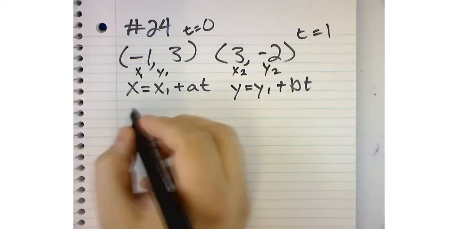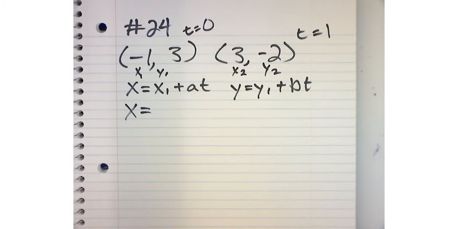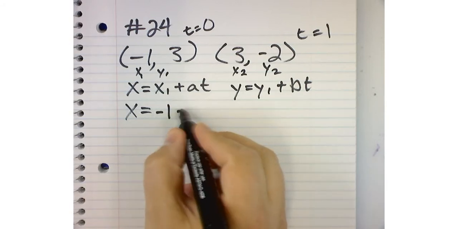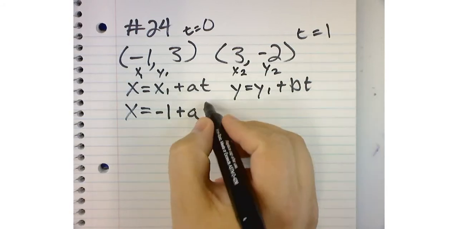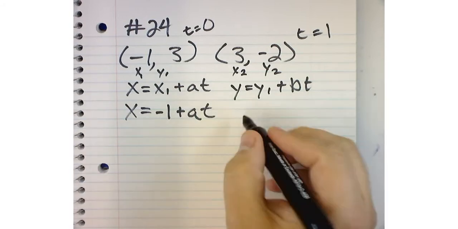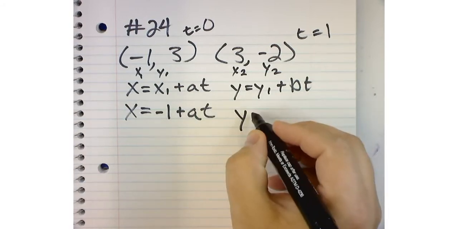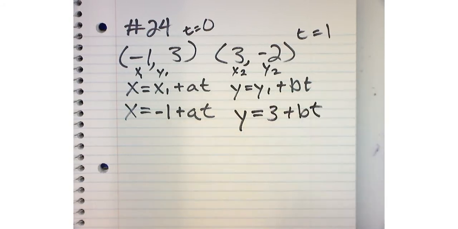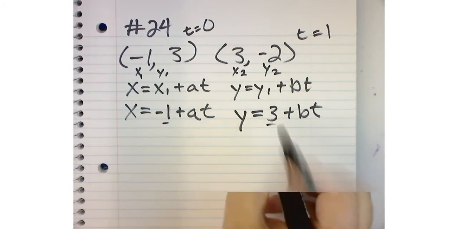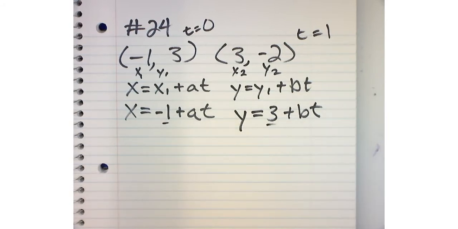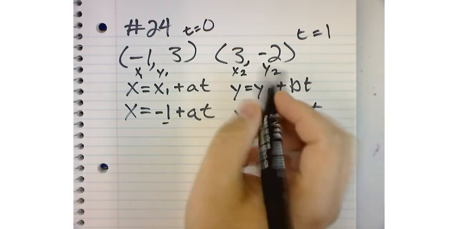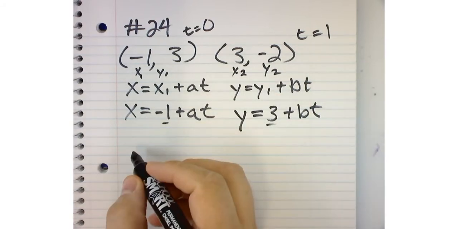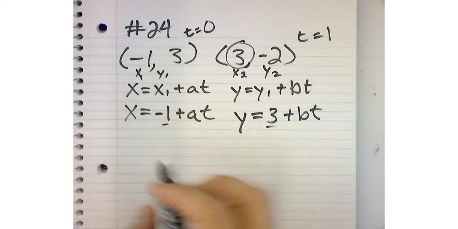My first equation is going to be x equals -1 plus a times t, right? And then my second equation is going to be y is equal to 3 plus b times t. Now we've got to solve for a and for b. Since these are the first x and y, a and b affect the second x and y. So now I'm going to plug in my second x and y. I'm going to take this 3 and plug it in for x.